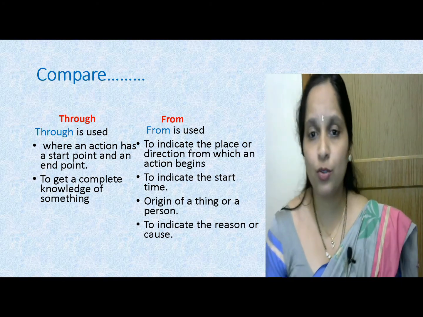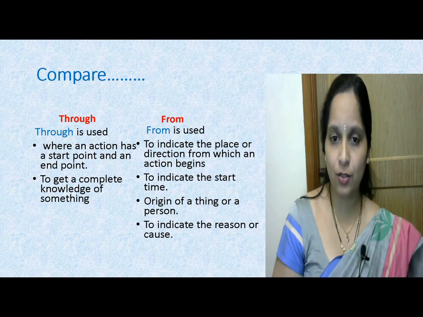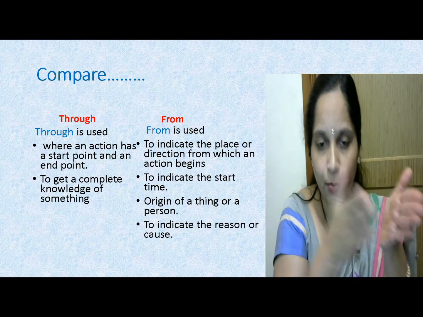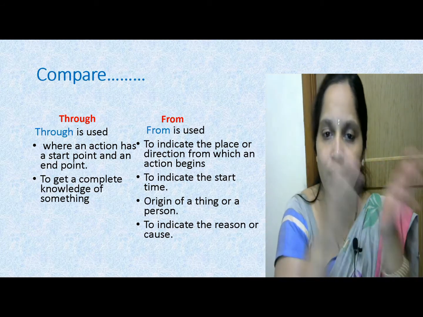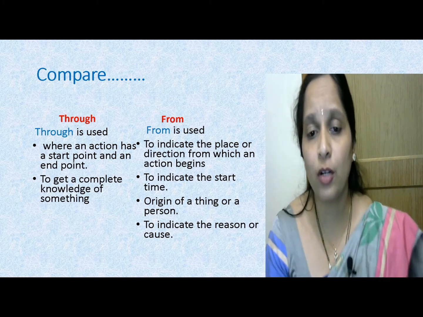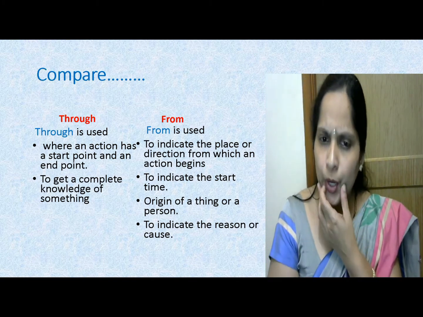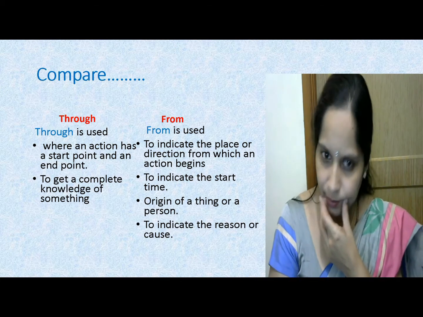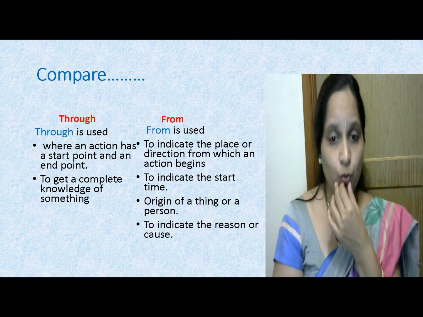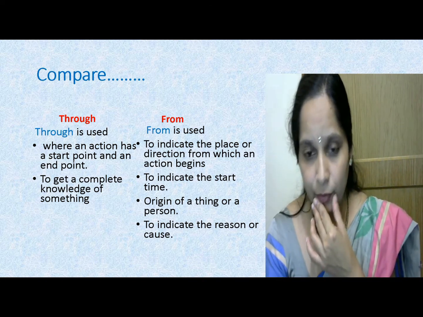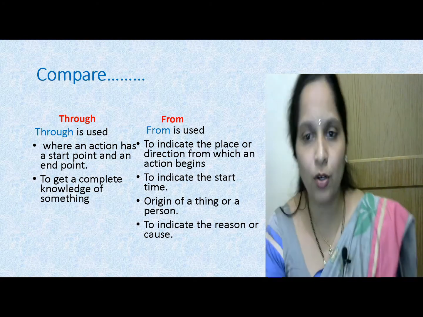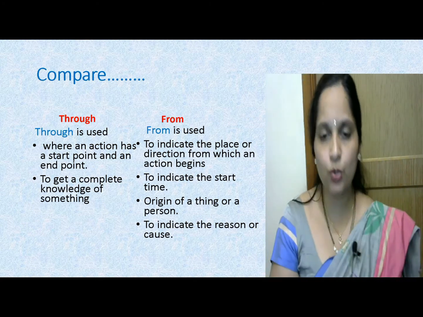The next set of words is through and from. When are we supposed to use through? We have already discussed this. Through is used when there is an entry point and exit point, a start point and an end point. Also, through is used to get a complete knowledge of something. I am going through the assignment. I am studying through the notes which ma'am has given me for the exams. So, through is getting the complete knowledge of something. That is true for you.